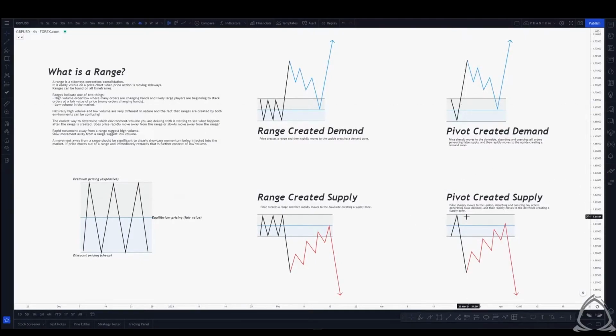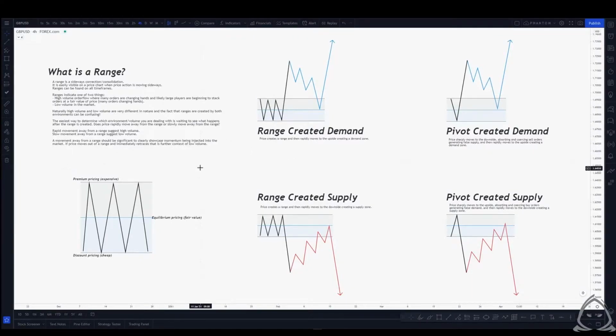Now, if we flip over to the supply side on a pivot, we get a sharp move to the upside followed by a rapid expansion to the downside. Again, we're not trying to catch that expansion to the downside. What we are simply doing is marking out our supply zone and waiting for price to return back to that supply zone. The range and the pivots are the footprints of institutions or the footprints of large orders being created in the markets. And we simply don't need to guess.